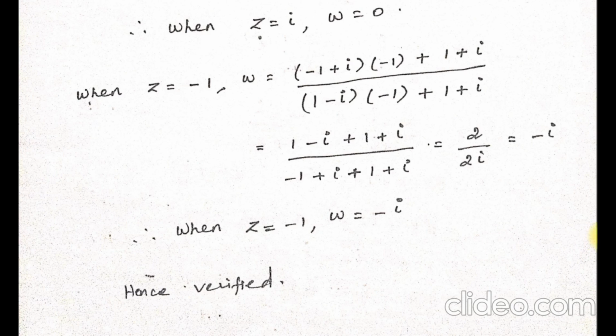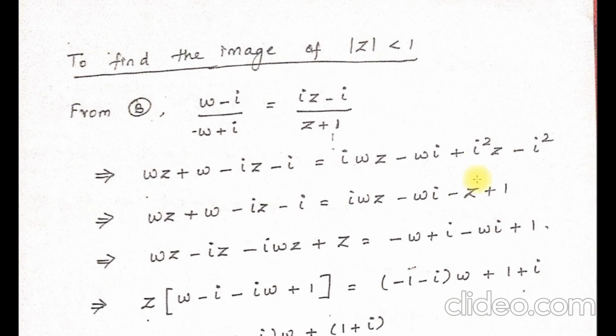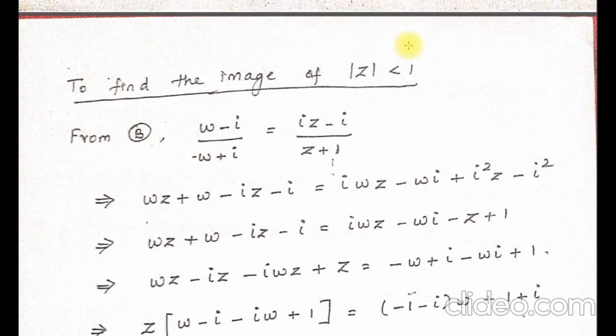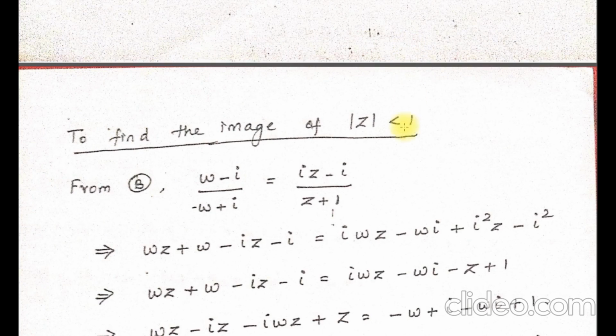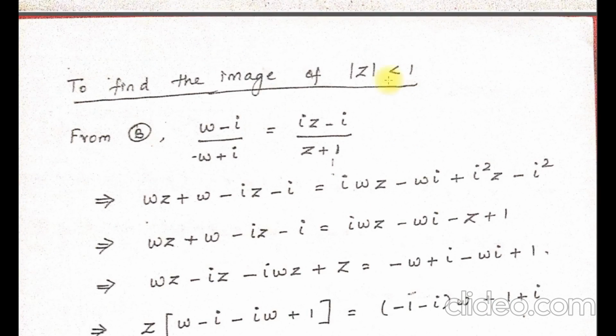Now we are going to see the next part in this problem. We are going to find the output of mod z less than 1. Whenever you find the output for some given input, here we have also found the transformation. Using that transformation, we are going to find the output of mod z less than 1.